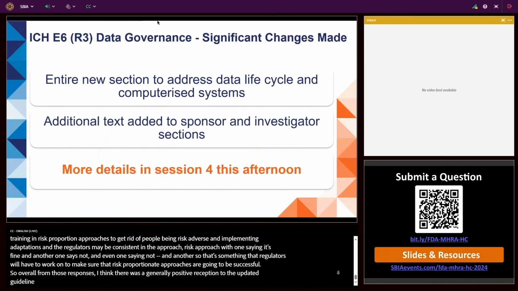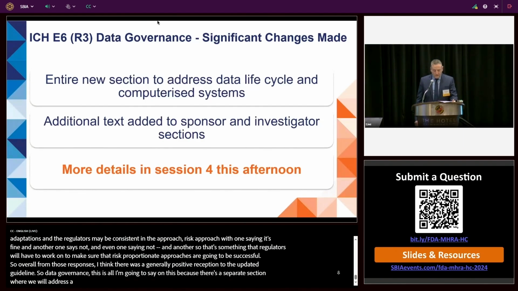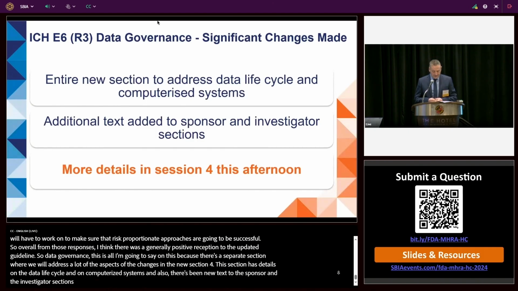So data governance, this is all I'm going to say on this, because there's a separate section where we're going to address a lot of aspects of the changes in the new section 4. And this section has details on the data lifecycle and also on computerized systems. And also there's been new text added to both the sponsor and the investigator sections regarding their responsibilities in terms of data governance.